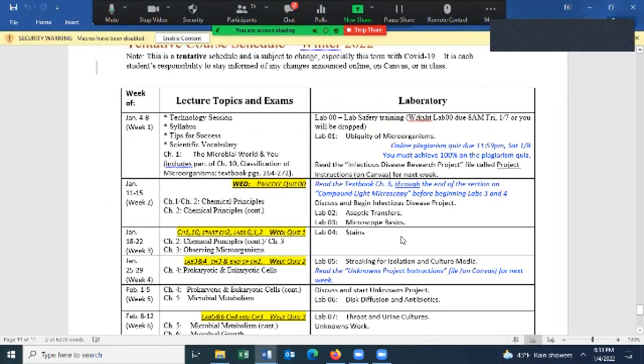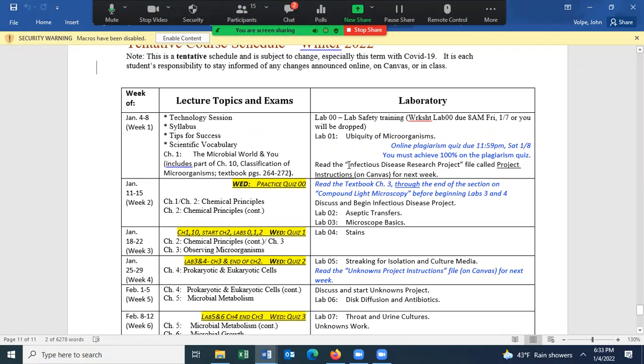So in the schedule, we're doing Lab 00, which is over lab safety. And you will be finishing the worksheet Lab 00. This worksheet is due Friday at 8 a.m. So try and get it in by Friday at 8 a.m. If you do not, you will be dropped from the class.